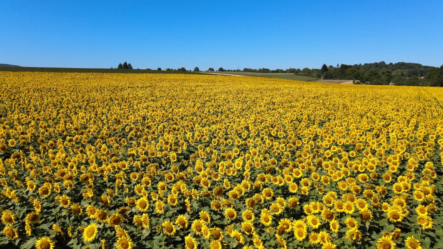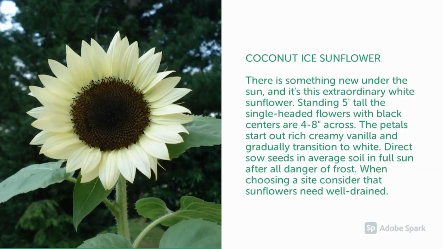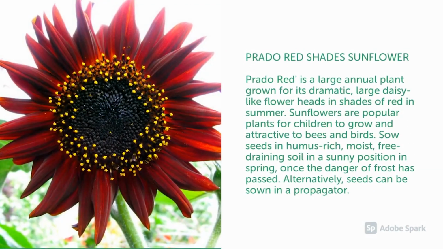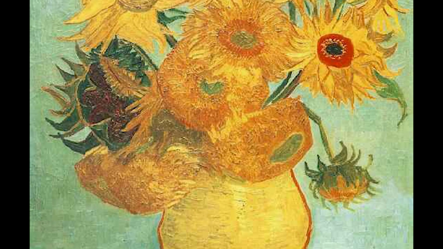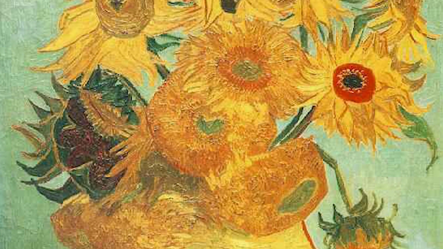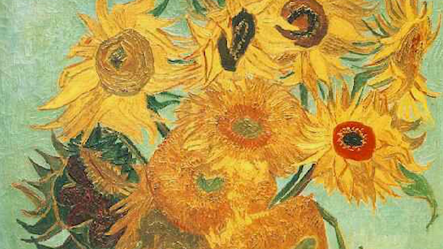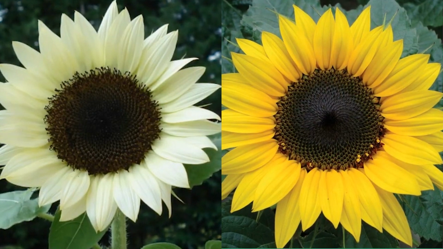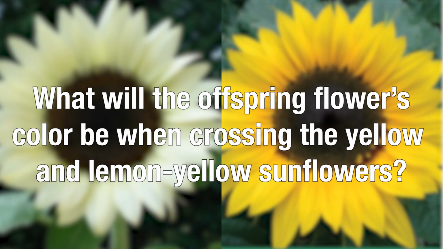We often think of sunflowers like this, but they can look like this, and more. Looking at Van Gogh's famous paintings of sunflowers, we can see the sunflowers vary in their ray flower color, the center color, and the flower head shape. Here, a guiding question may be asked. What will the offspring sunflowers look like if we cross sunflowers with different colors?